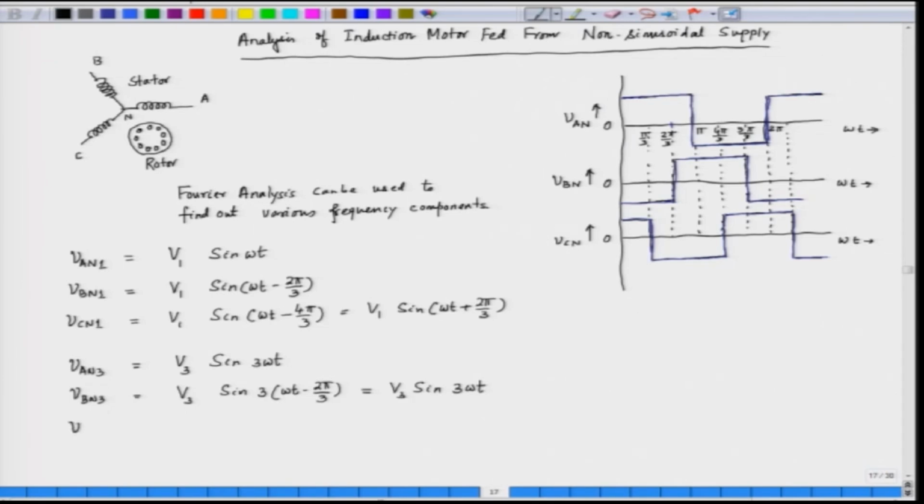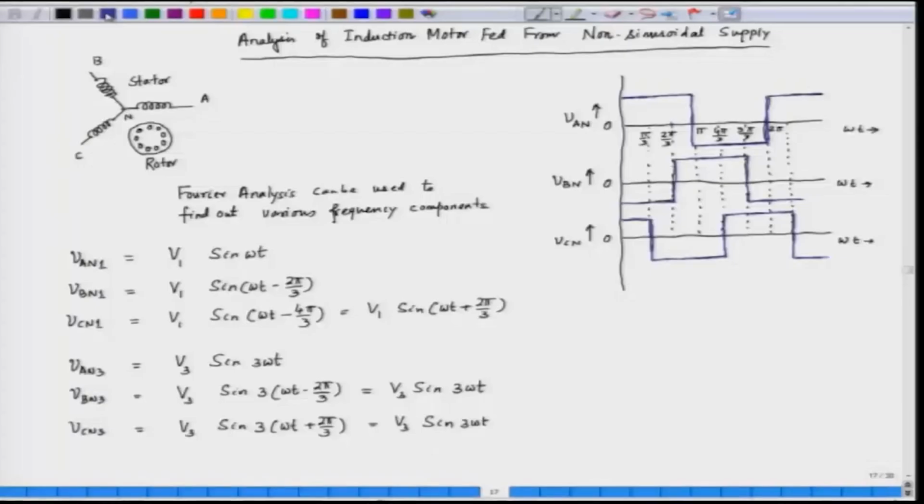And for phase C, the third harmonic is V3 sin 3 omega t plus 2 pi by 3. So, if we take it into the bracket, this is V3 sin of 3 omega t plus 2 pi, and sine function is repetitive with 2 pi. So, we just have sin 3 omega t.